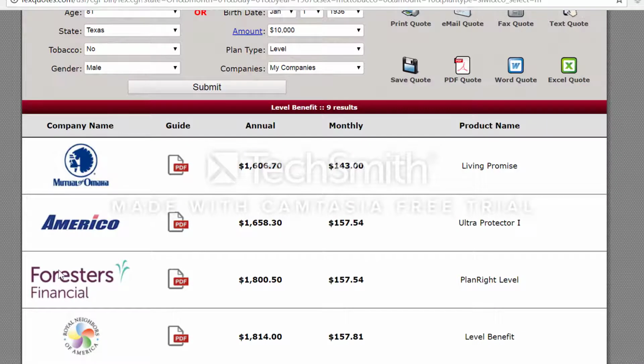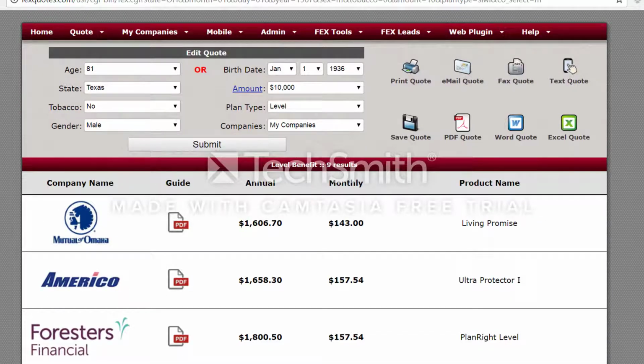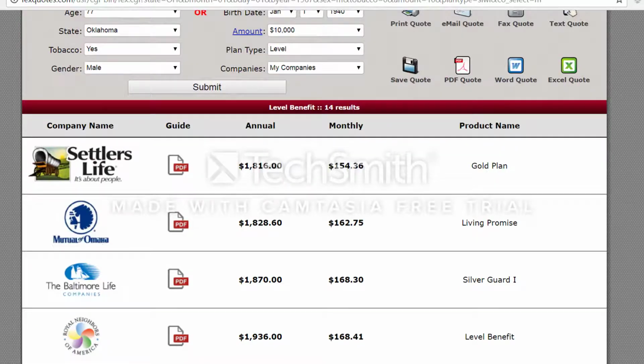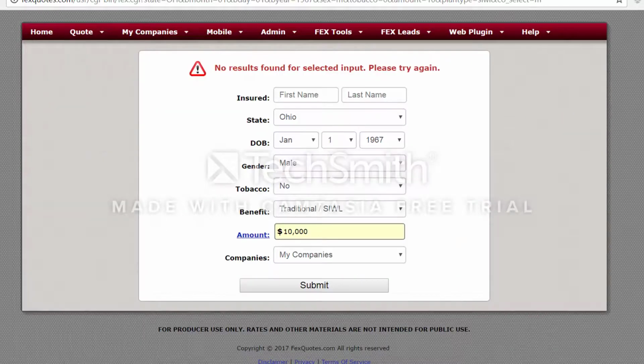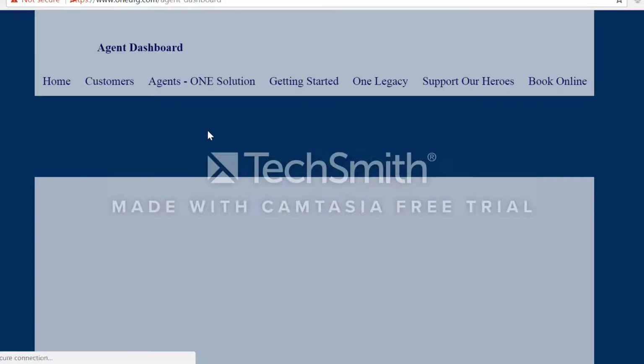Me, myself, I really like Foresters. Out of these three right here, I'm either going to go with Foresters or Americo, just for the simplicity of it. And so what you'll do then is, well, okay, you get an idea that it's Foresters. You go back to the home page. Just press your back button. So now we've got an idea. We're going to send this customer to Foresters, and we wait for our dashboard to open back up.